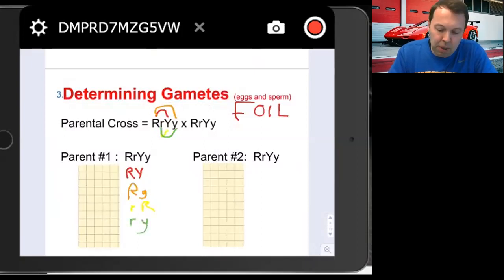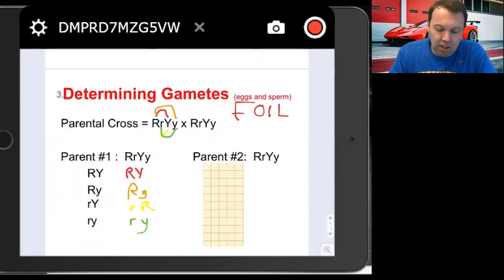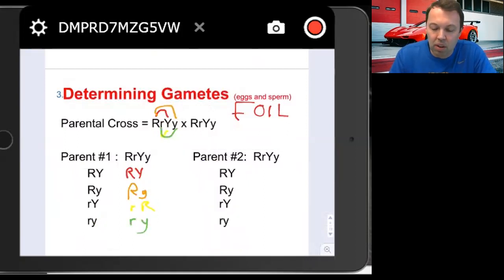So if that was our first parent, that would be what would go down the side or the top of your Punnett square. You can see, oh look, I got them all right, way to go. And then parent 2 has the same genes here. So a shortcut is they're going to have the same gametes, or you could try the FOIL method again at home. So let's see, did we get that one right? It's going to be the same for parent number 2. This is a typical Punnett square cross that you would see, is that both parents are heterozygous for each trait.